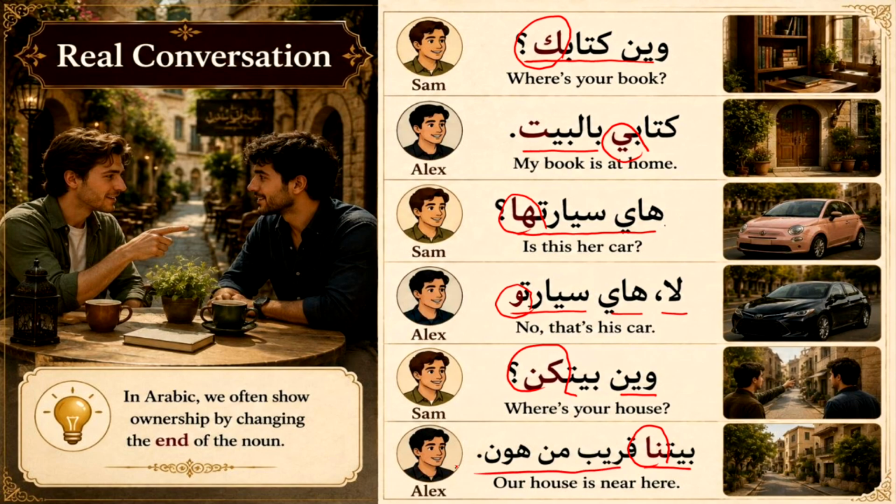Now you know one of the most useful patterns in spoken Arabic. Instead of using separate words like my, your, or his, native speakers simply change the ending of the noun. Once you master these endings, you will understand and speak spoken Arabic much more naturally. See you in the next lesson.